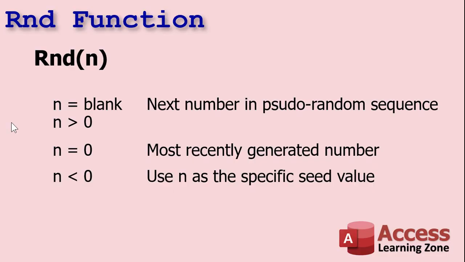Let me explain. Normally for the Rnd function, when you send it a seed value, if it's blank or greater than 0, it will always return the next number in the pseudo-random sequence. So whatever the next number in the algorithm happens to be, that's the number you get. If you send it a 0, it will give you the most recently generated number, which is handy if you want to repeat the value. But if you send it a negative number, it will use that number as the specific seed value for the algorithm. It's not going to say give me the next number in the sequence; it's going to use your number and run that through the algorithm.